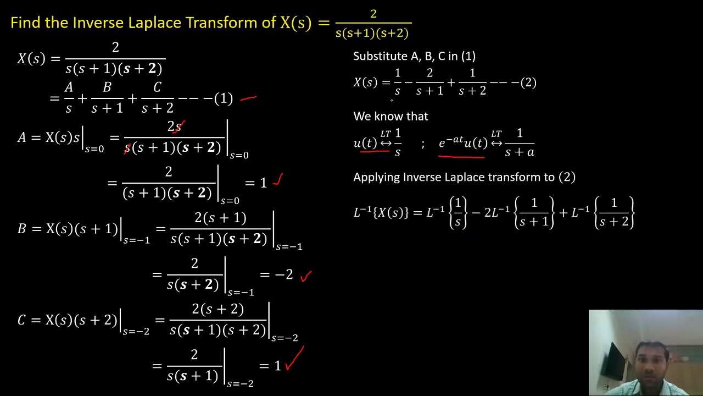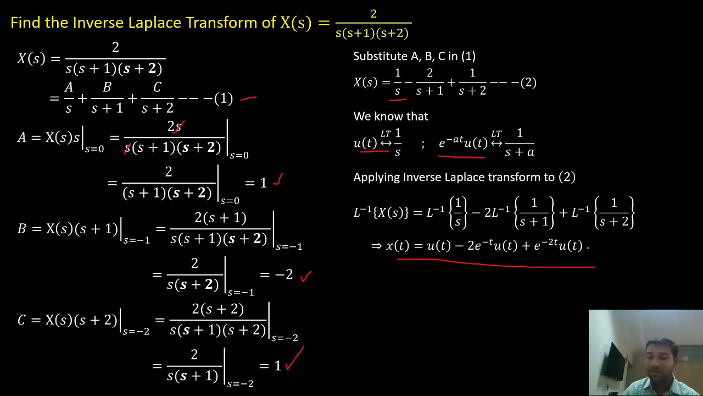equals, for the first term, inverse is u of t, and for the second term, if I take 2 as constant, I have 1 by s plus 1. The inverse Laplace transform of 1 by s plus 1 is, in place of a, I substitute 1, that is e power minus t into u of t. And for the third term, I have a equals 2, that is e power minus 2t into u of t. So this is how I will find inverse Laplace transform using partial fractions. Here I am just taking u of t common and writing the final answer.